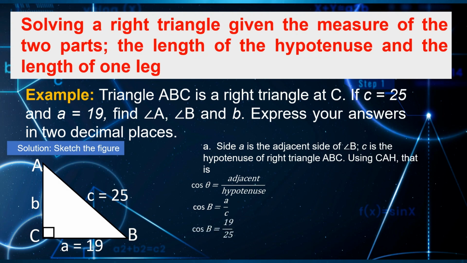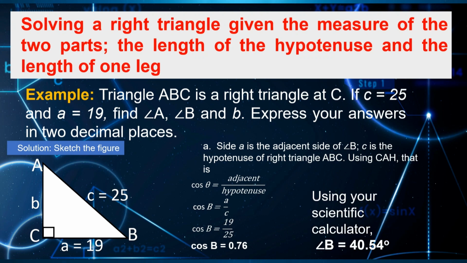Cosine B is equal to A, which is 19, over C, which is 25. So 19 divided by 25 is equal to 0.76. By using your scientific calculator, angle B is equal to 40.54 degrees.